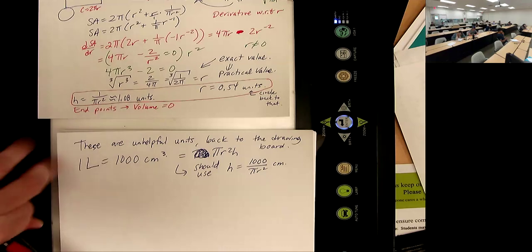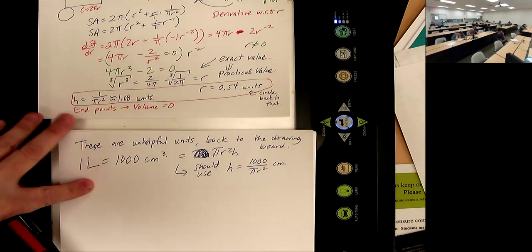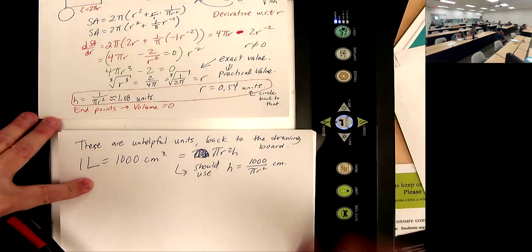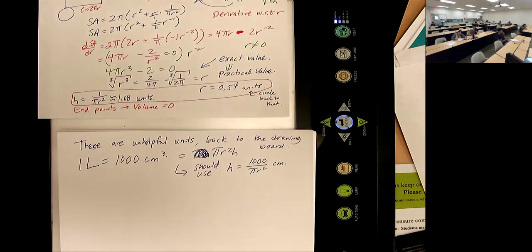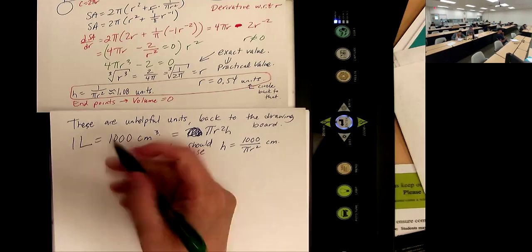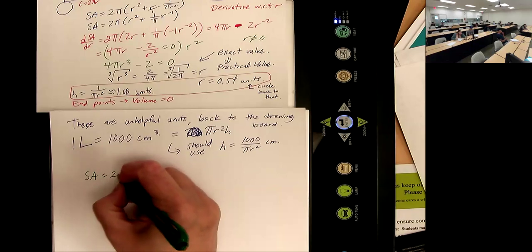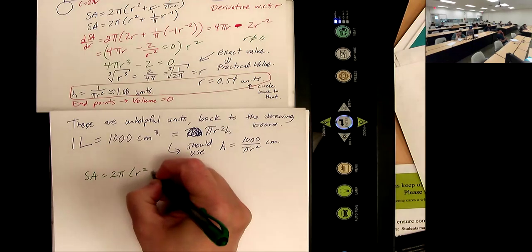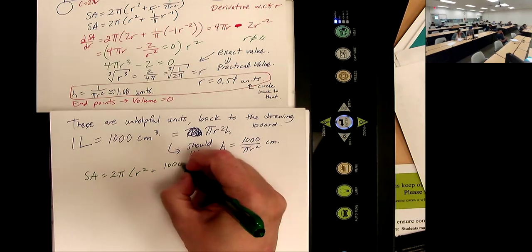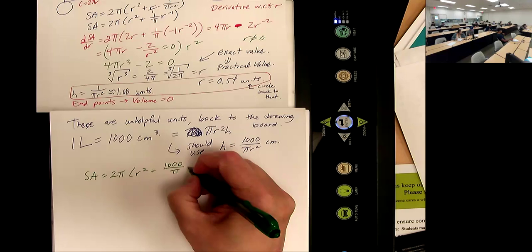Is it? That just puts 1,000 times here. You mean our R would be different then? Yeah, our R is gonna end up being different. So how does that change our stuff? SA would have been 2 pi times r squared plus 1,000 over pi's r to the -1.